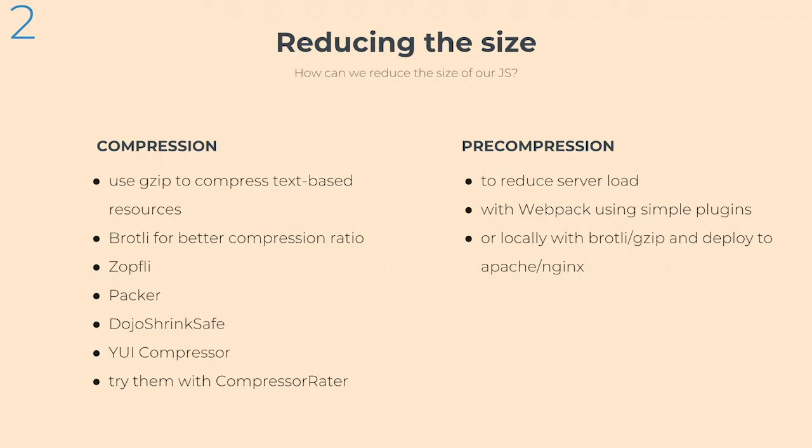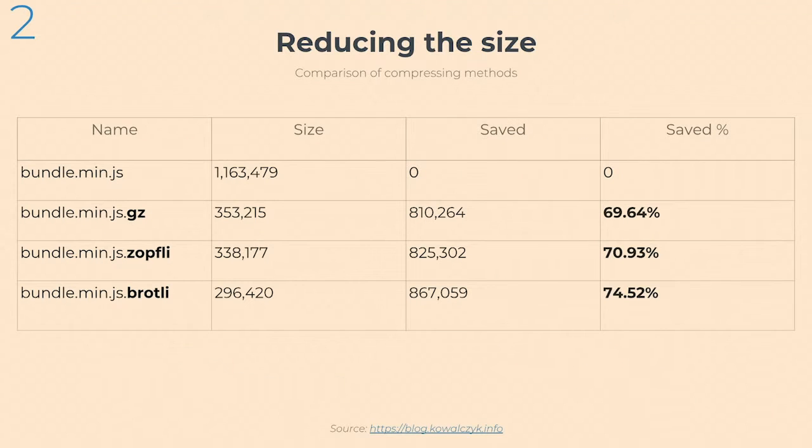So here's a table that shows the differences between the gains of different tools. Here we can see that Brotli is actually one of the best tools to use. It's made by Google, and with it we can drastically improve the bundle size by 75%.